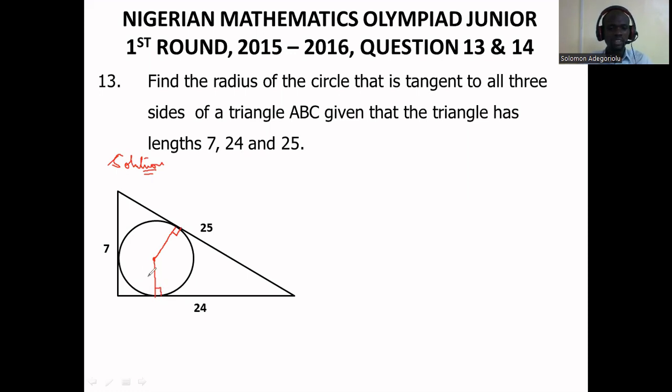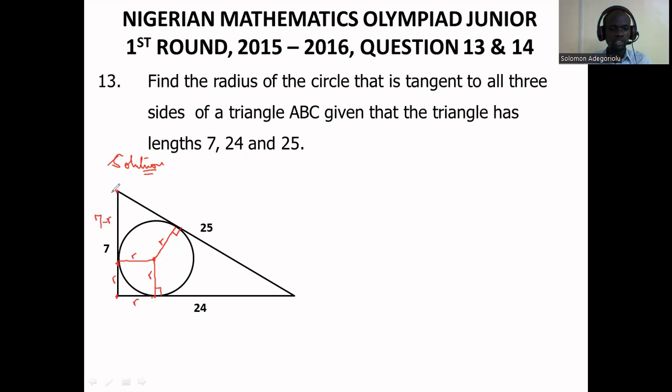This is a radius here. This is also a radius. And I can as well bring this one to this side, so from here to here is also our radius, and from here to here is also a radius. Taking a look at this side, if the whole is 7, and from here to here is our radius, automatically this side is going to be 7 minus r.